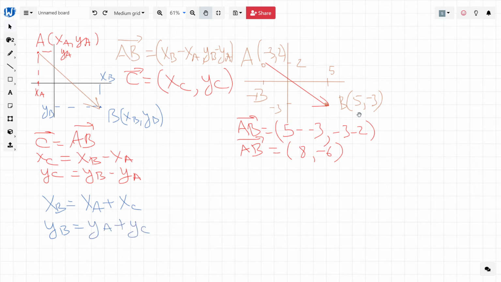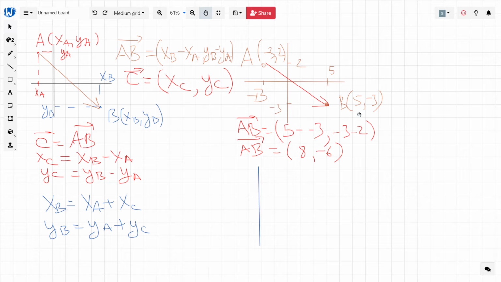So what I did here is actually I kind of reversed things a little bit. Before, we were talking about the coordinates of the vector through the coordinates of the endpoints. Now I'm saying, what if I know the coordinates of the vector and the coordinates of A, the beginning of the vector, and I want to find where the end of the vector is? Okay? Everything clear?